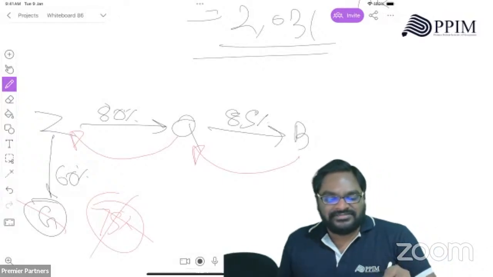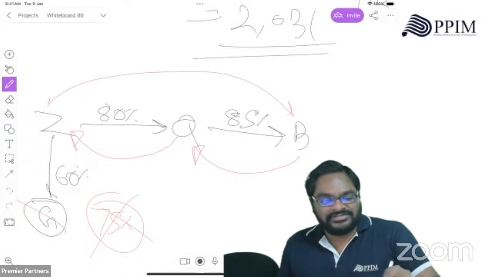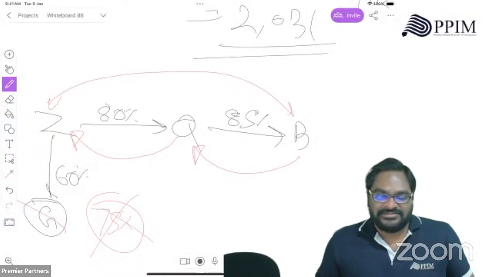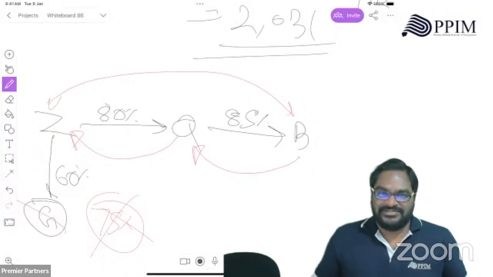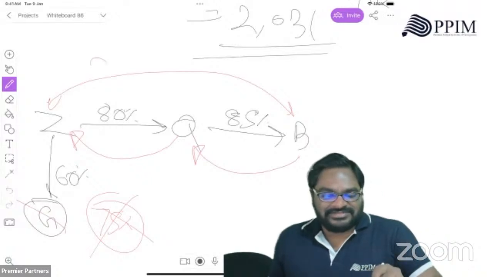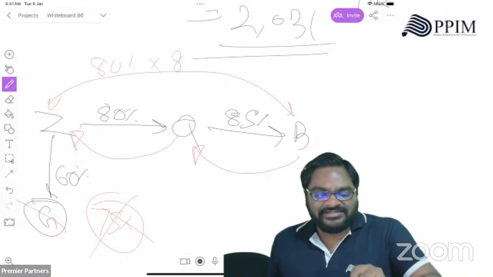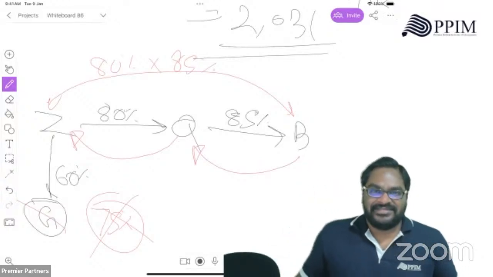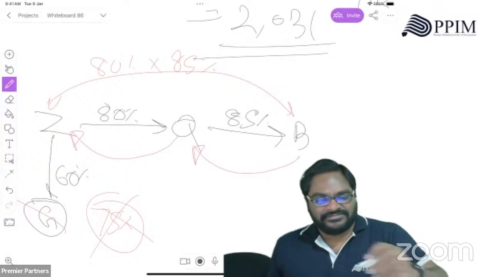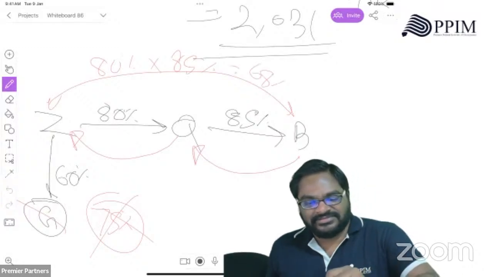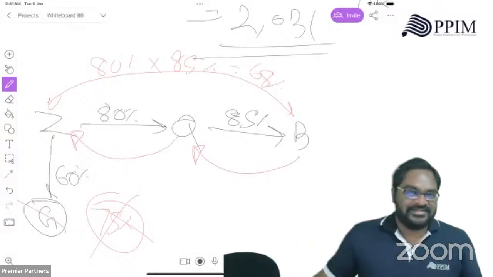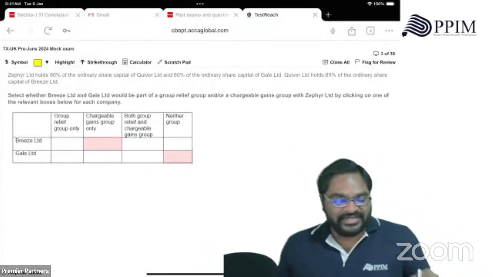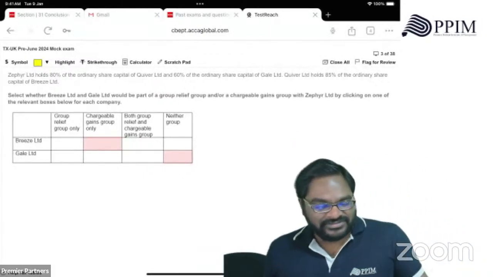But between these two, do you have the 75% ownership structure? 80 into 85 would be the effective rate, right? So how much is that? 68%. So do you have the direct ownership? 75% is not there, right? That means, can you create a group relief group?